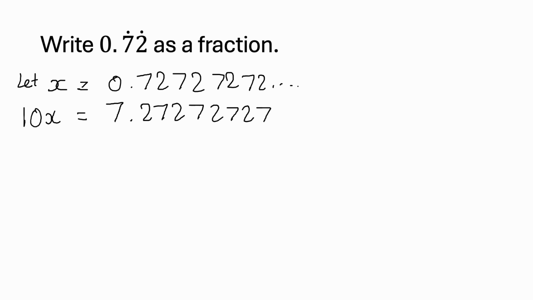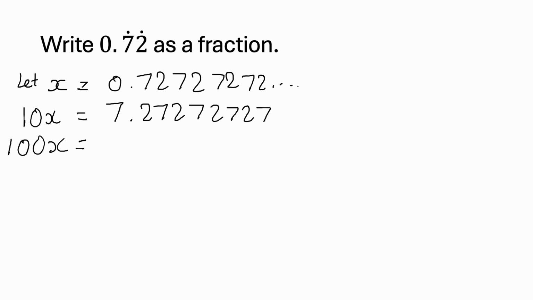Essentially what we are trying to do is subtract the numbers from each other and get rid of the numbers after the decimal point. So if we look at x and 10x, we can see that if we subtract x from 10x, we're not eliminating the numbers that are next to the decimal point, are we? So let's look at 100x.